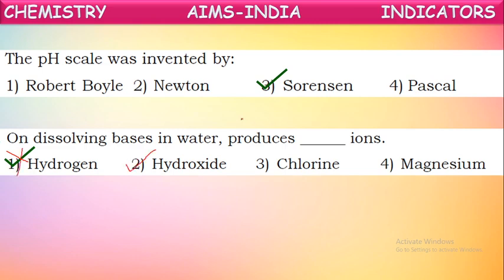For example, if you take sodium hydroxide, a base, and dissolve it into water, how will it split? It forms respective positive and negative ions. Positive ions are metal ions, Na plus ions, and OH minus ions are called hydroxyl or hydroxide ions. So hydroxide ions are formed when bases are dissolved into water. Option 2 is correct.